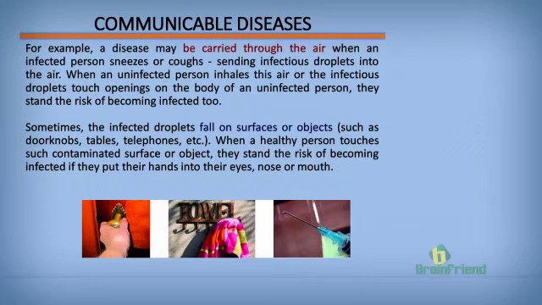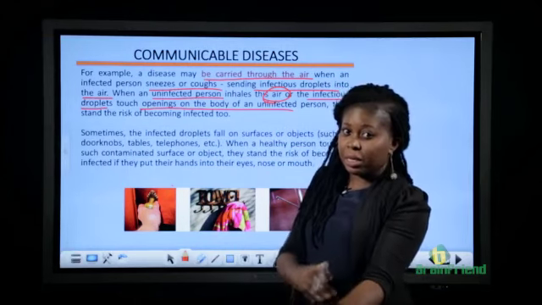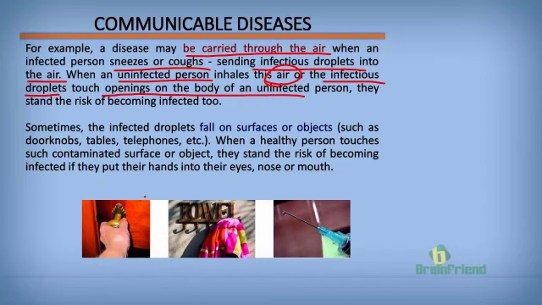Reading from the board, we say that a disease may be carried through the air when an infected person sneezes or coughs. When they sneeze or cough, they send infectious droplets into the air. Now, when an uninfected person or a healthy person inhales this air, or when the infectious droplets touch openings on the body of an uninfected person, such as the eyes or the skin, where we have some tiny openings, they stand the risk of becoming infected too.